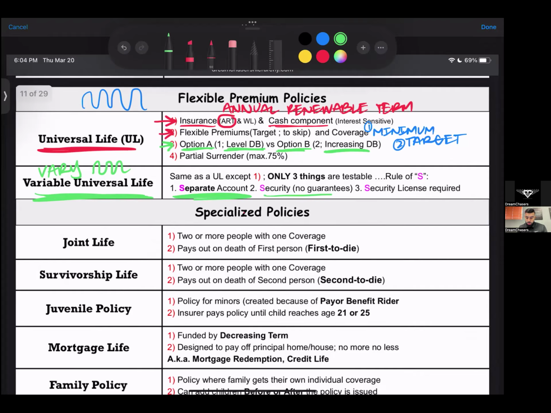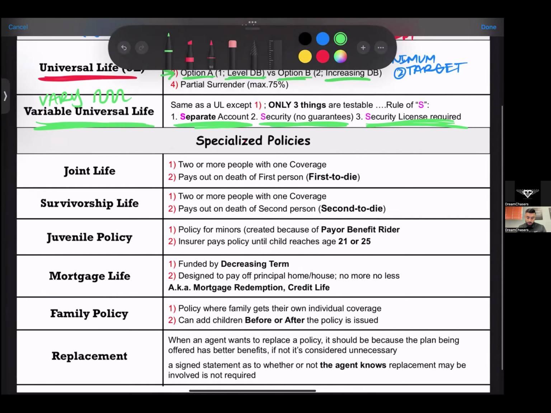Number two is that there's no security, meaning there are no guarantees, because it can vary. It can go up or down at any time, meaning you can win big, with big gains, or you can also lose it all. So there are no guarantees on your money, and there's also a securities license required. Any type of variable product being sold requires a securities license in order to sell that type of life insurance. Now, we'll go into specialized policies.